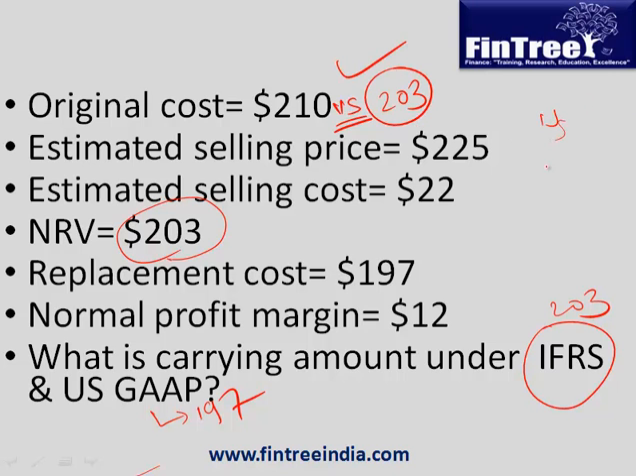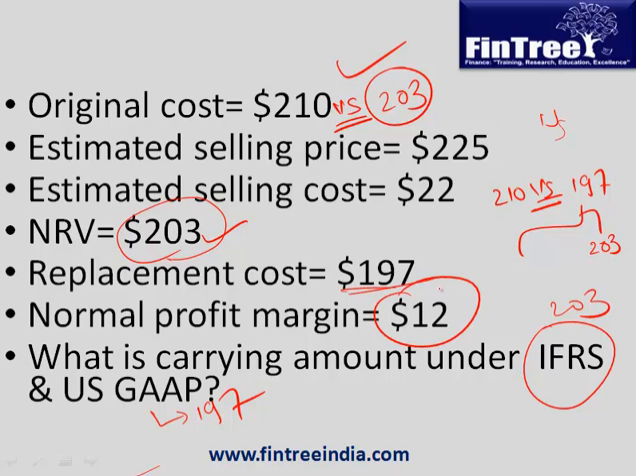In US GAAP, 210 versus replacement value, which is 197. I would put a check on the upper side: I would have 203 NRV. On the lower side, I would have 203 minus 12, which would be 191. Since 197 is between these two, I can use 197 as it is. So 210 compared with 197, I am going to use 197. Should we move on?